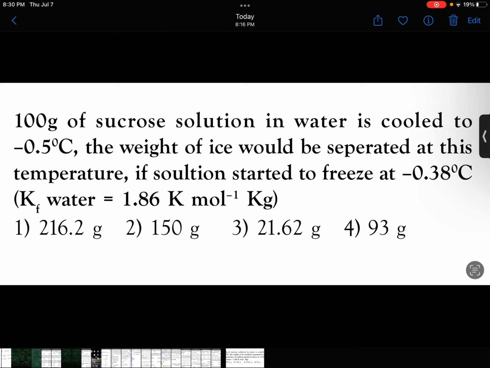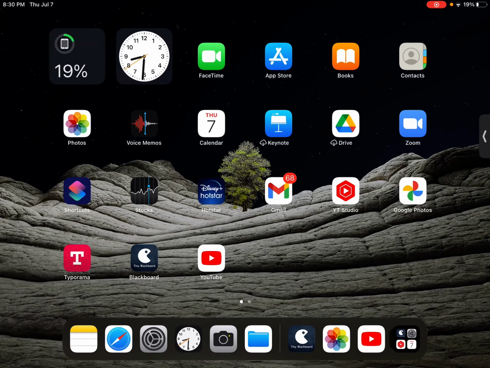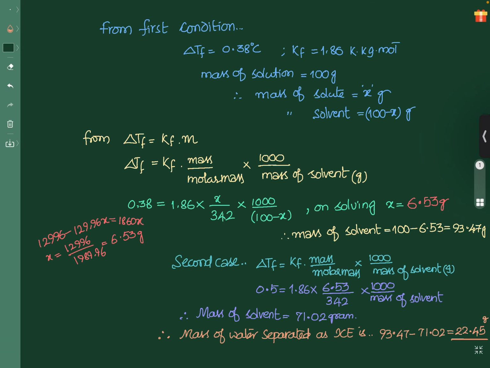This is very interesting actually, because freezing already started at minus 0.38 degrees Celsius. Now how much ice would be separated at minus 0.5 degrees Celsius, he is asking. That means in the solution, whatever amount of solvent was there, some part of it is going to be converted into ice before reaching minus 0.5 degrees Celsius, and he is asking how much of that is. I just explain you this.